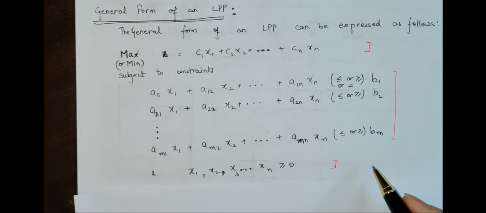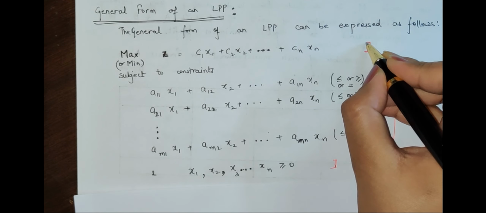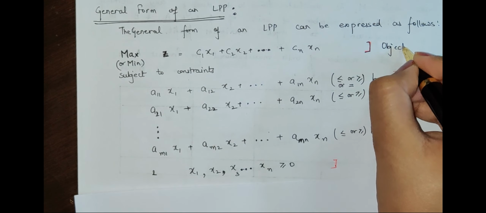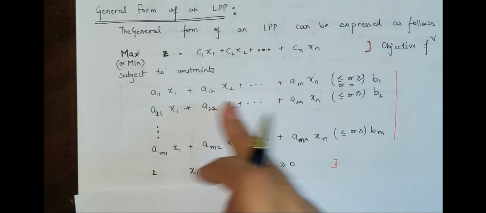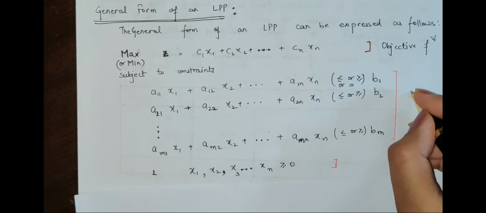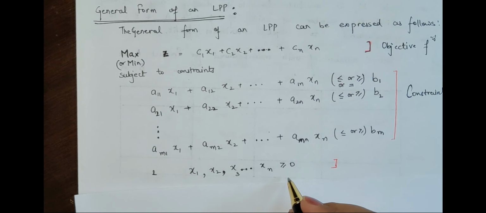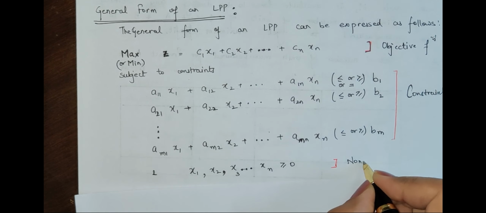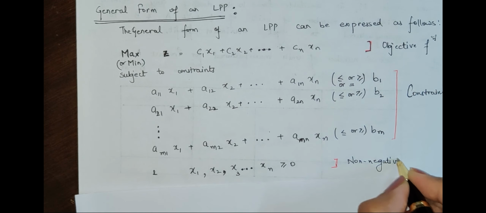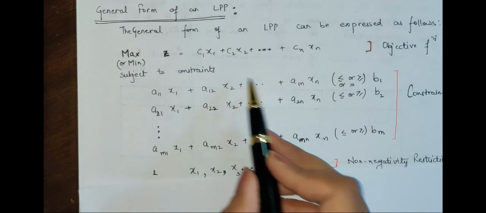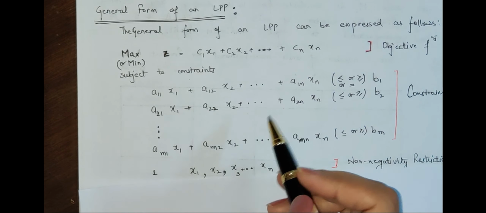So now I can subdivide the problem into three parts. In the first part, maximization is there. This is our objective function, and these equations are our constraints. And the last one, where the greater than or equal to 0 condition is there, we call the non-negativity restriction. So this is the basic structure of an LPP. Let us have a look at the various symbols involved and what we call them.